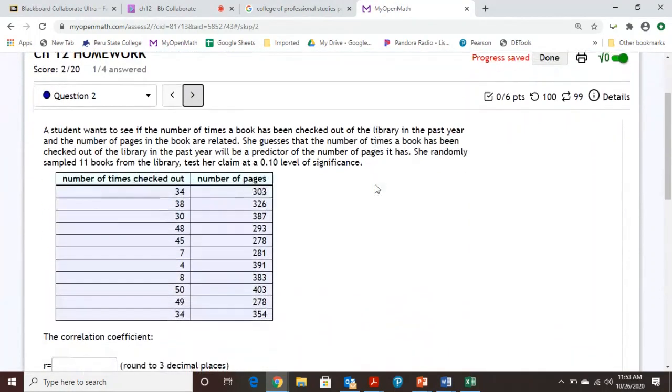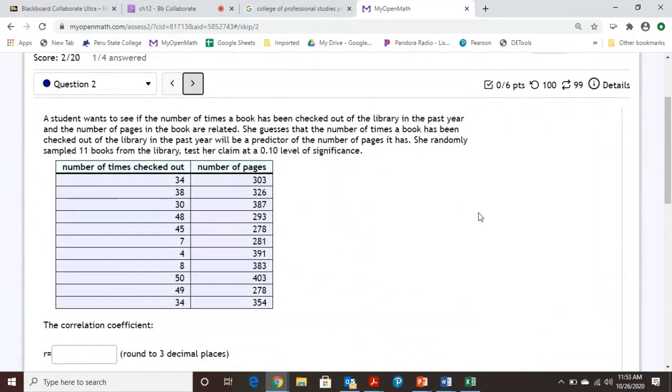This looks similar to the one we just did, it's even the same question. A student wants to see if the number of times a book's been checked out. This time she has 11 samples. We want to test at 0.1. So I'm going to go into stat and edit my lists because I have the old lists in here. I'm going to put in 34, 38, 30, 48, 45, 7, 4, 8, 50, 49, and 34. In my L2, I'm going to put my Y values.